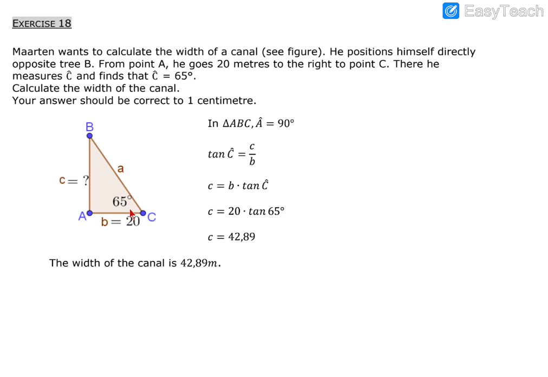Now, here he has an option to calculate the width by using, of course, again, the tangent, opposite and adjacent. So 42.89. Correct these exercises. Make sure that they appear in your syllabus.